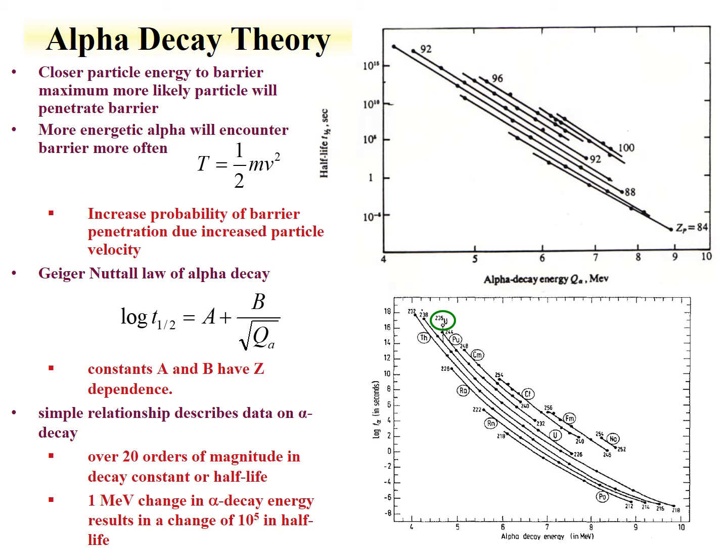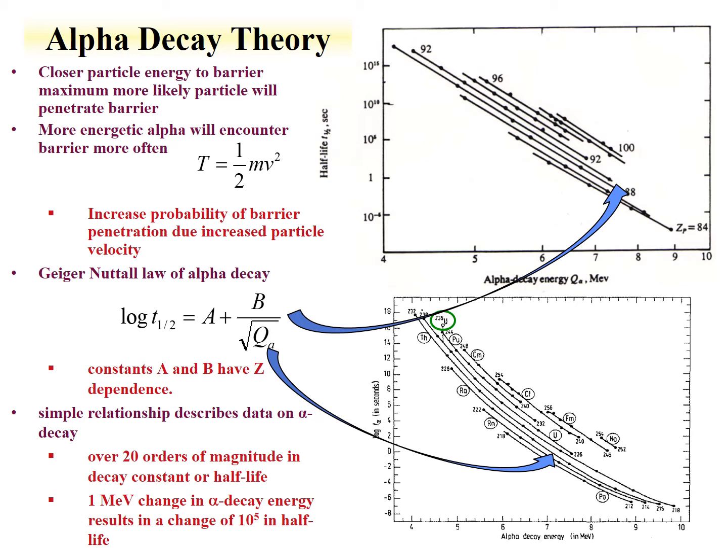Now, one theory that's been developed from this is called the Geiger-Nuttall law of alpha decay, and here are two examples of it. It's fundamentally the same figures, just plotted a little bit differently. And we see that there's definitely a relationship, and this is a log-log type relationship, where the log of the half-life is equal to a plus b divided by the square root of the Q value.